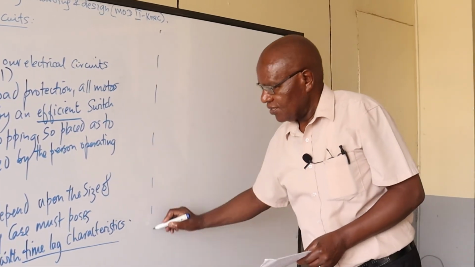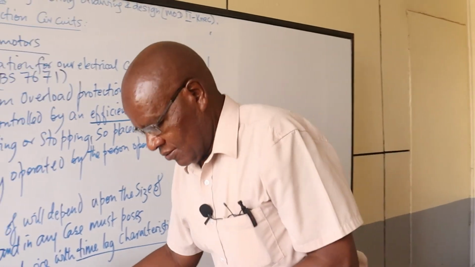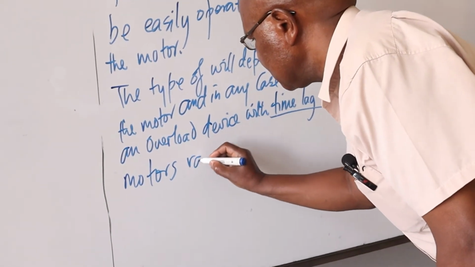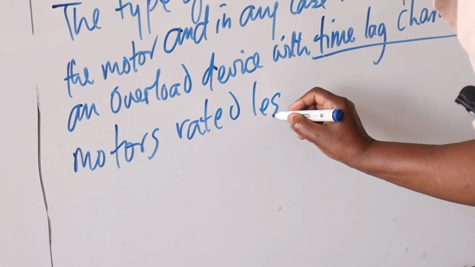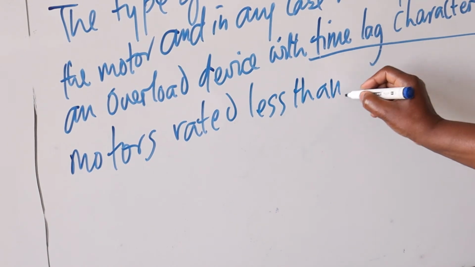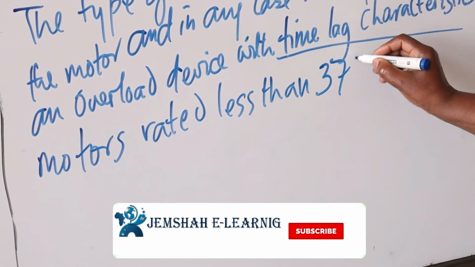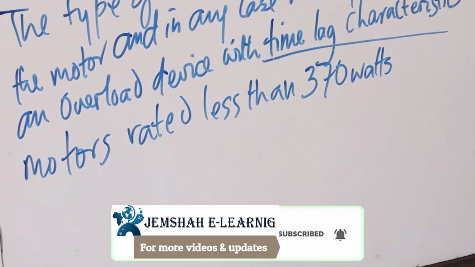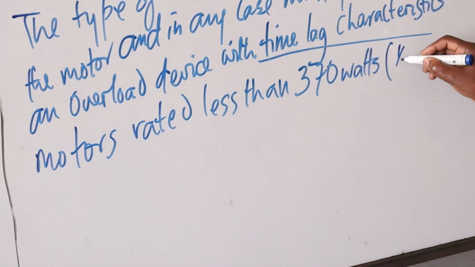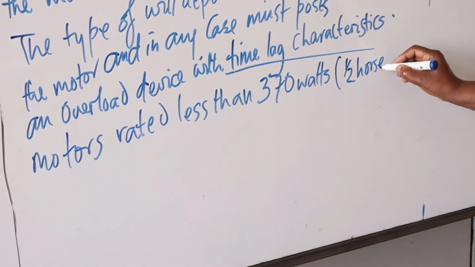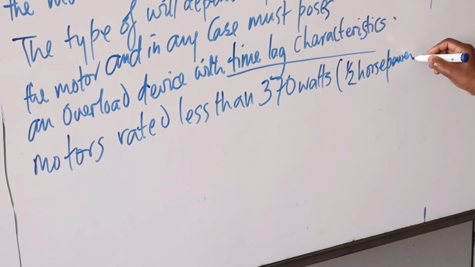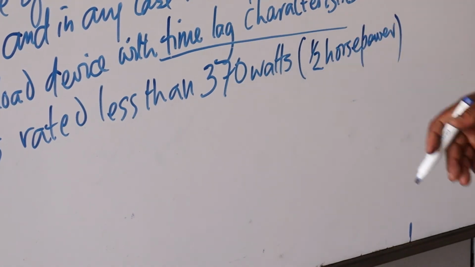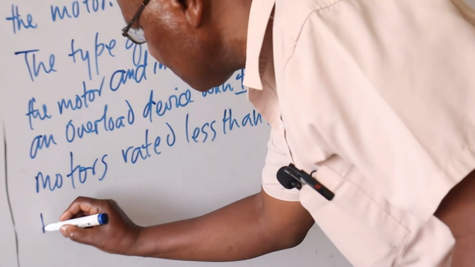And the other general one is that motors rated less than 370 watts. Now in the old units, this will be a half horsepower. In the earlier times, horses used to be the power source, and power used to be measured in horsepower. Half a horsepower needs no further device.